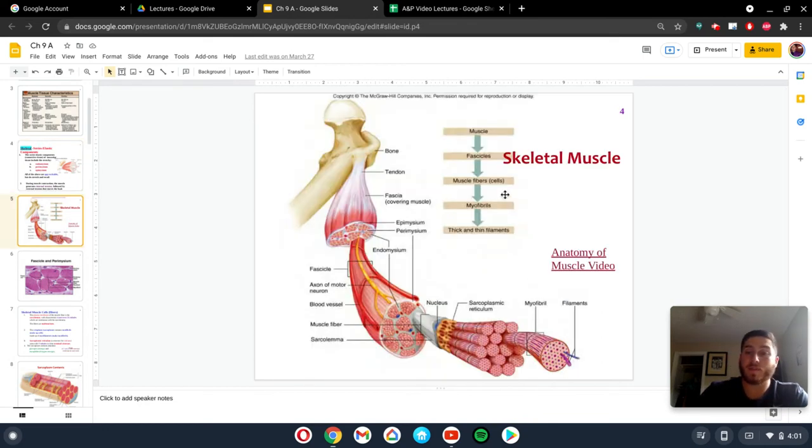Now we got to look at the anatomy of a skeletal muscle, and here's an example right here. So here is the muscle. All right. Within the muscle, it's kind of like muscleception here. All right. Within the muscle, there's going to be bundles of things called fascicles. All right. So each muscle is made up of many fascicles. Each fascicle is made up of many muscle fibers down here.